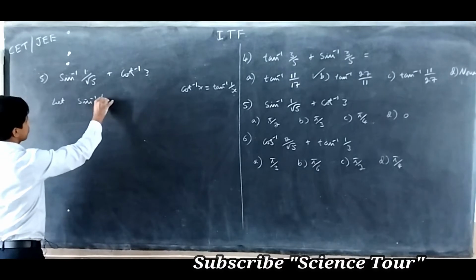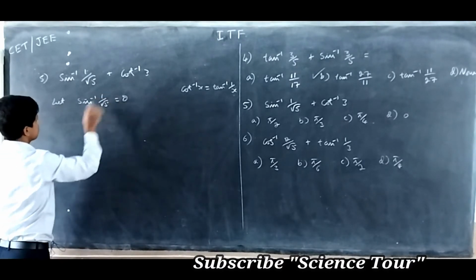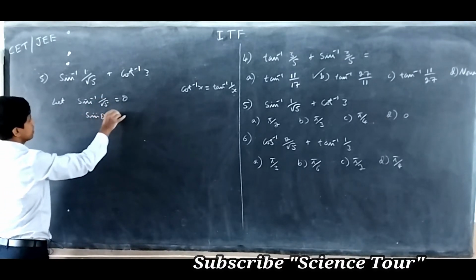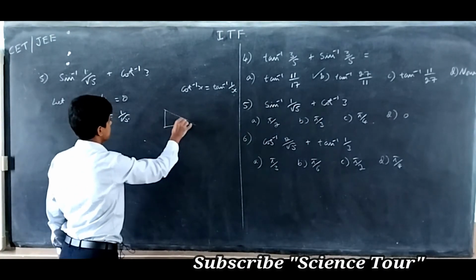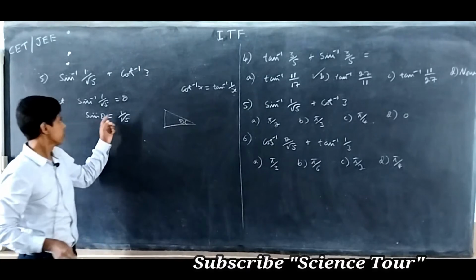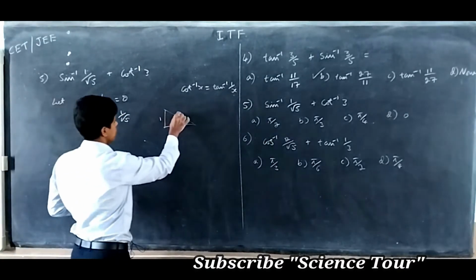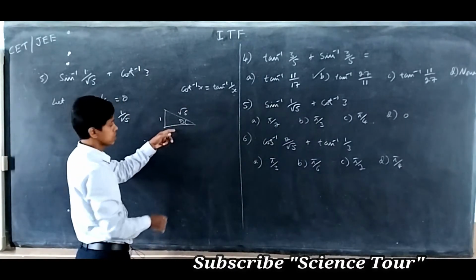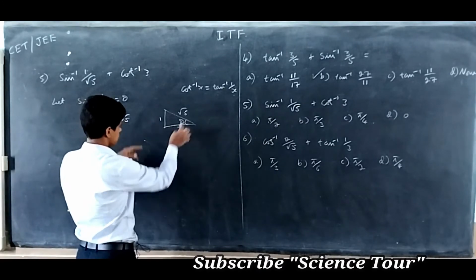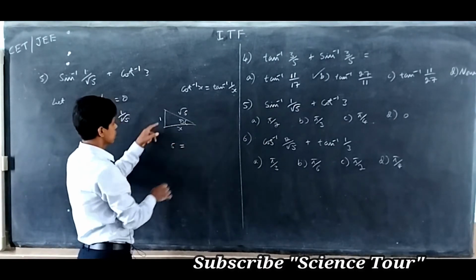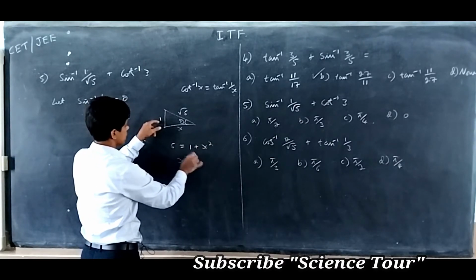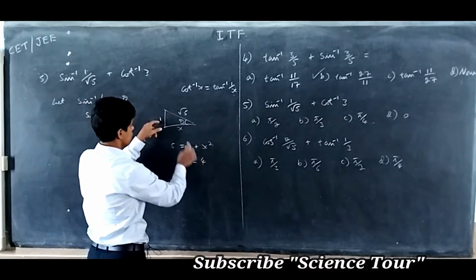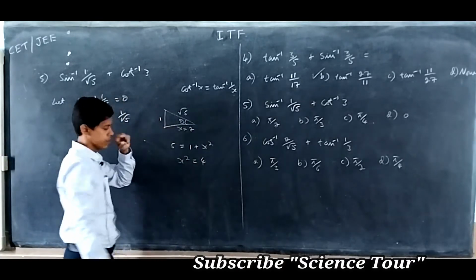sine inverse of 1 by root 5 is equal to theta, hence sine theta is 1 by root 5. Now go to the triangle method. So you have sine as opposite by hypotenuse. What should be the adjacent side? Let us take it as x. So root 5 square is equal to 1 square plus x square. So x square is 5 minus 1, 4. Therefore x is equal to 2.